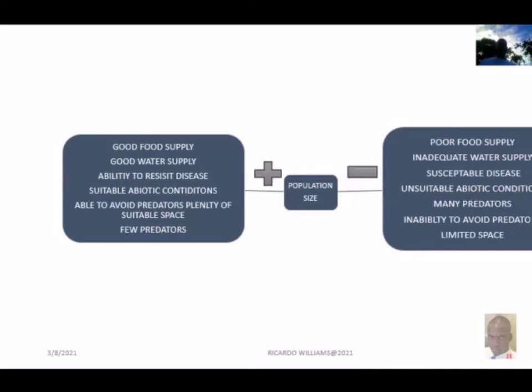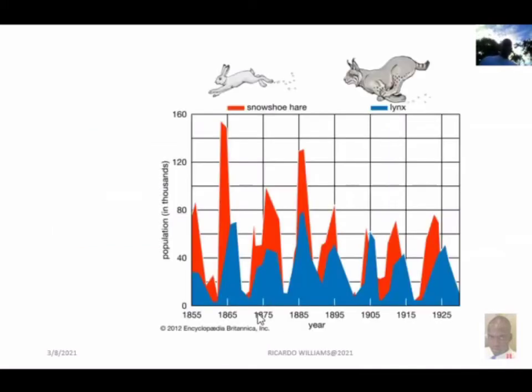Right, so that's what the diagram there is illustrating. Here is another diagram showing a predator-prey relationship, as illustrated here with the snowshoe hare and the lynx. The lynx is the predator and the snowshoe hare is the prey.